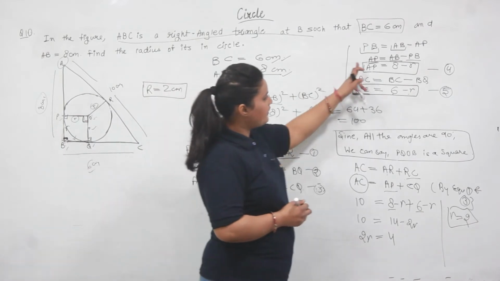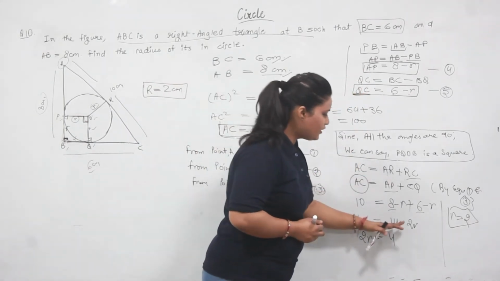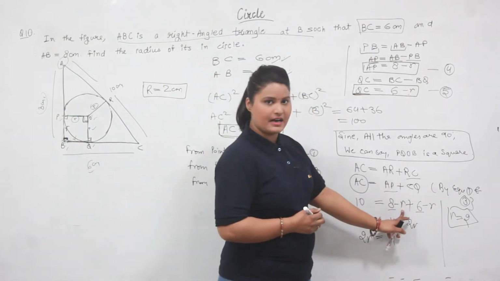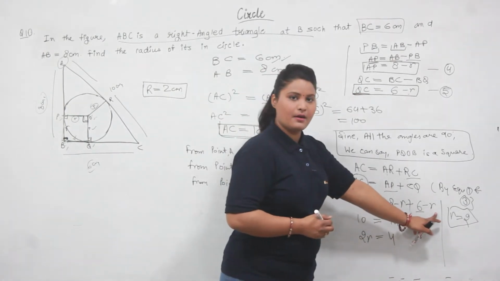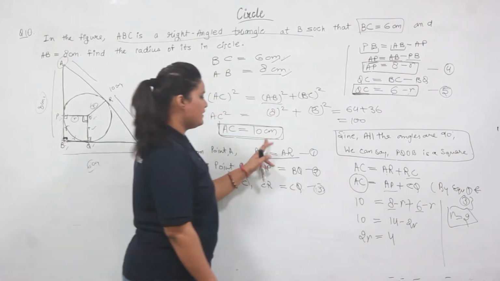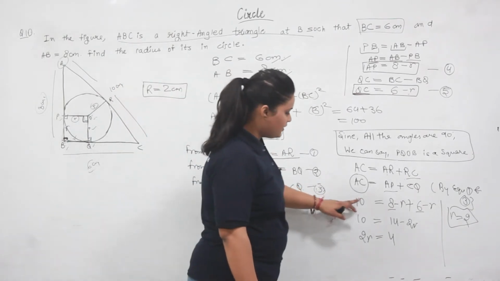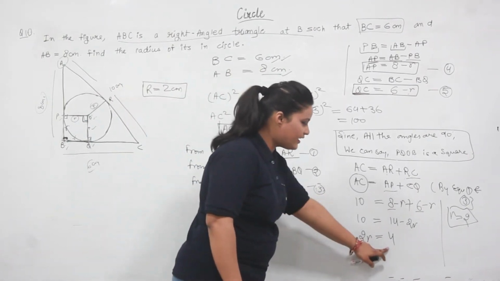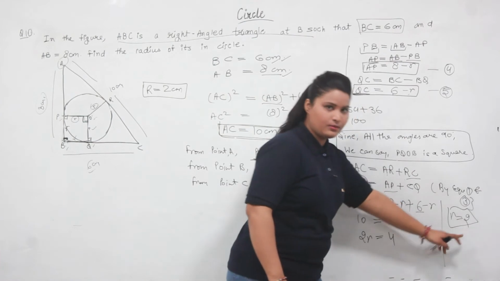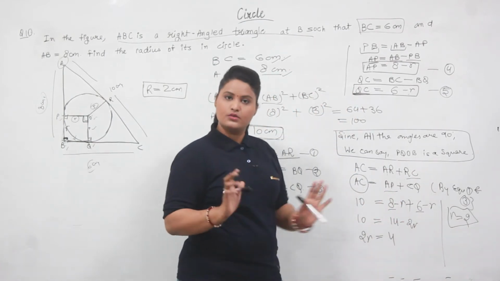And we have already found the values of AP and CQ. So, concluding the value, 8 minus R plus 6 minus R equals the length of AC, which is 10 centimeters, which we found earlier. Now I can find the value of R easily. There is only one variable, R, and one equation. So R equals 2.